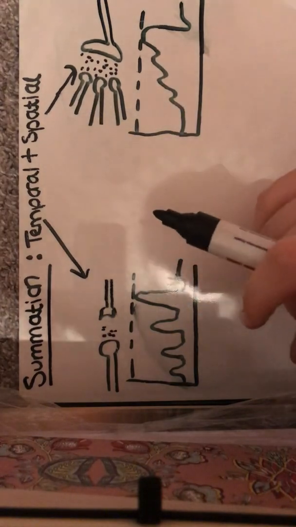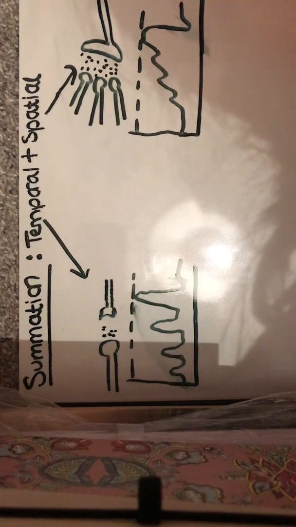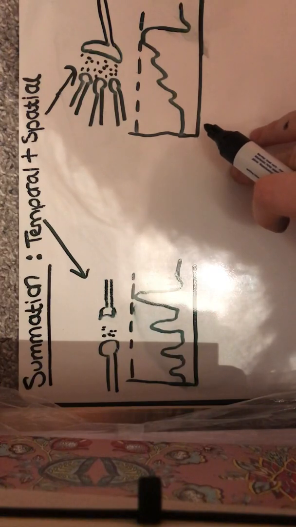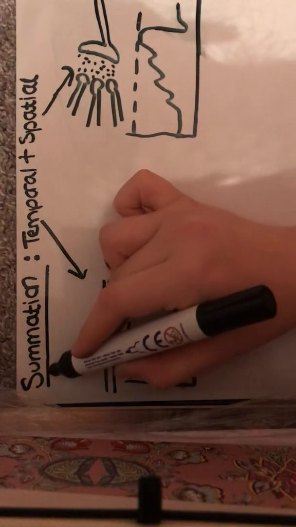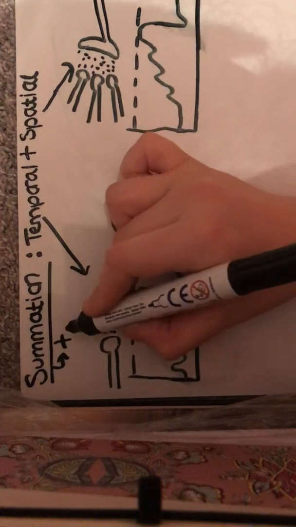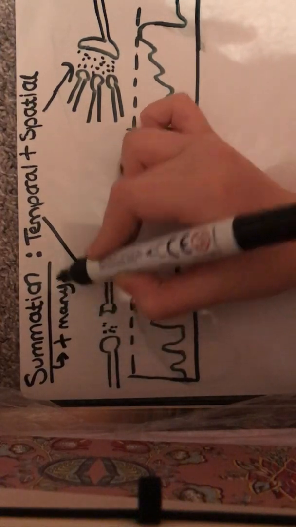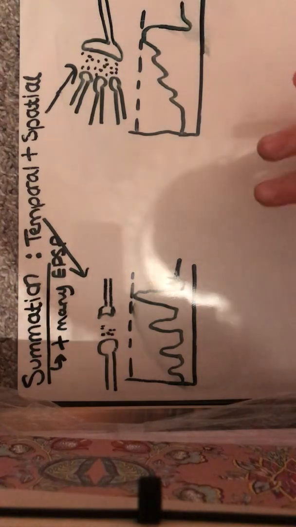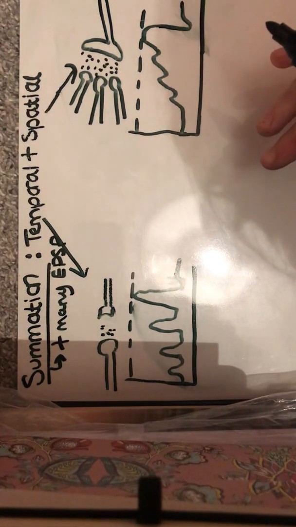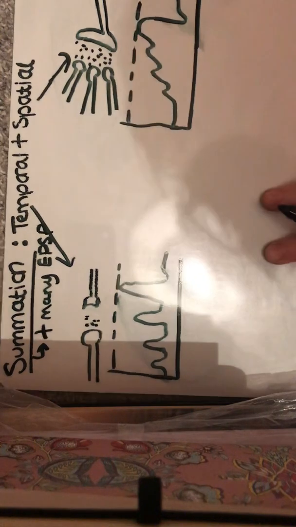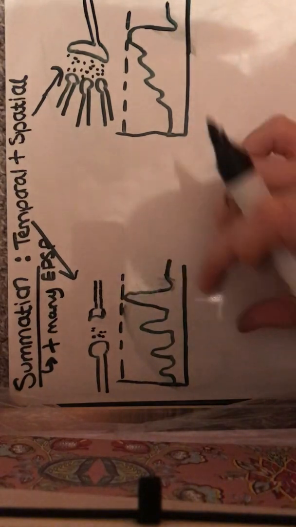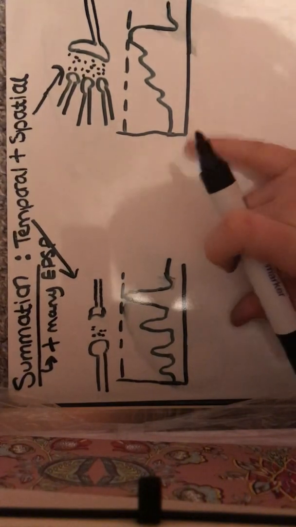And what summation is, is when the effects of several excitatory postsynaptic potentials are added together. So the addition of many excitatory postsynaptic potentials, and that's it in its simplest form. I'll go through the mechanisms of temporal summation first, and then I'll go on to spatial.